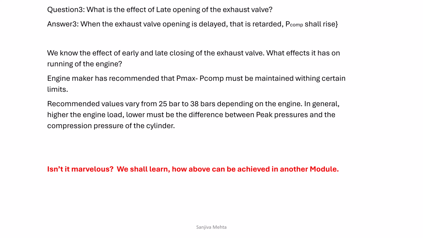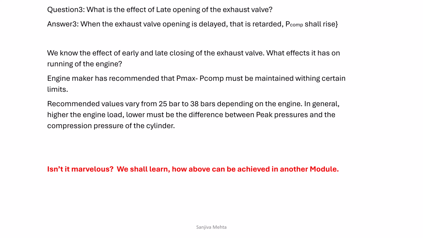It also depends on the engine load. In general, the higher the engine load, the lower must be the difference between the peak pressure and the compression pressure. So if you are running at maximum load, maximum engine MCR, you have to make sure that Pmax minus Pcomp is not more than 25 bar. Normally, reducing Pmax is not recommended because the higher the Pmax, the higher the efficiency and the lower the SFC, the specific fuel consumption.